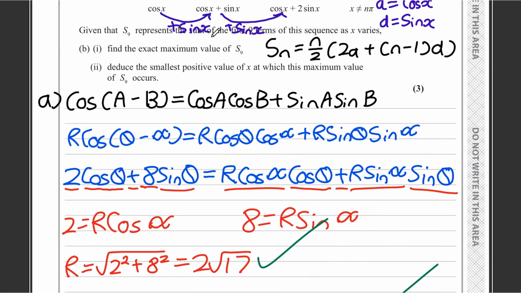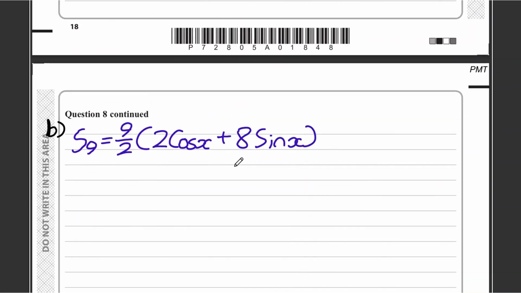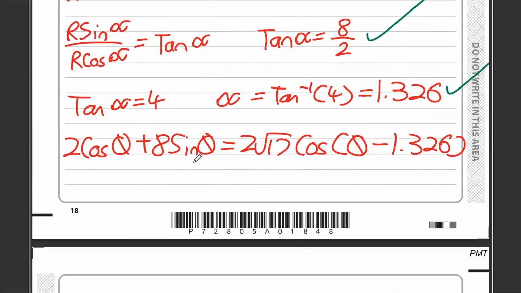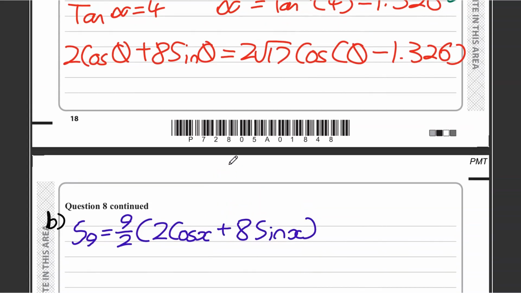The question is asking us to find the exact maximum value of S9. Of course, x can take any value, so we need to find the maximum value that this can have. In part A, we showed that 2 cos theta plus 8 sin theta can be written as this here, and this is what we've got here, this 2 cos x plus 8 sin x. We've just got x instead of theta.